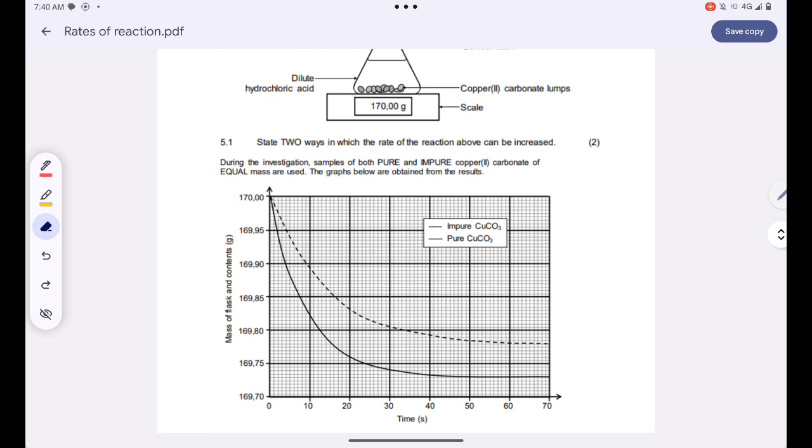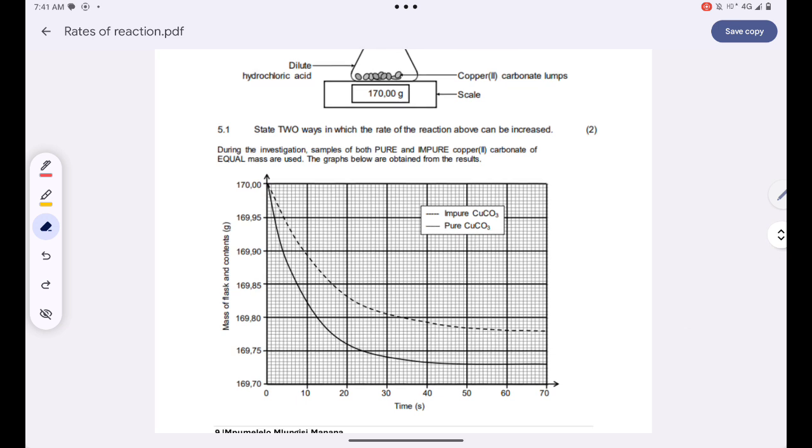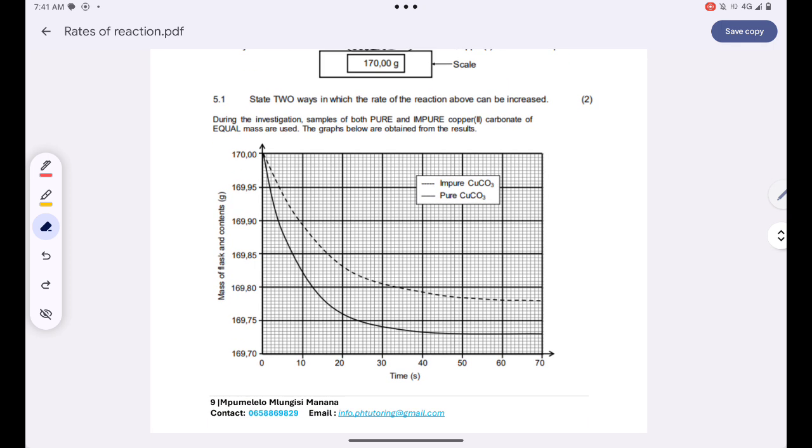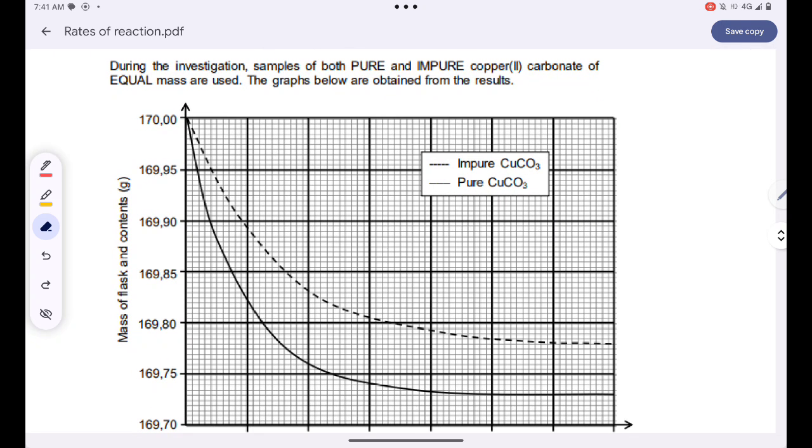Okay, now we are told that during the investigation, samples of both pure and impure copper(II) carbonate of equal mass are used. The graphs below are obtained from the results. This graph over here, the one that has dotted lines, represents the impure sample, and the one with the solid line represents the pure sample.